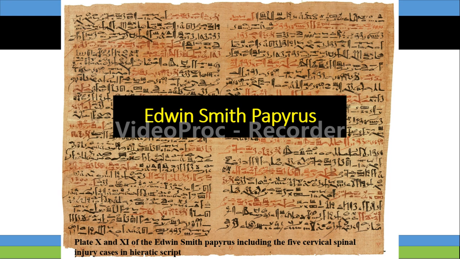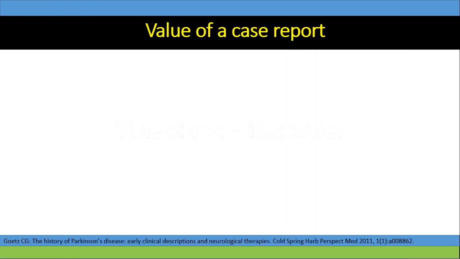It is an around 3000-year-old medical treatise, which was found in Egypt around 1816 or 17, and it is a documentation of 48 different cases of different medical diseases, including a very detailed description of 5 cervical spine injuries. So this is the first attempt at documenting case reports, which was done around 3000 years back.